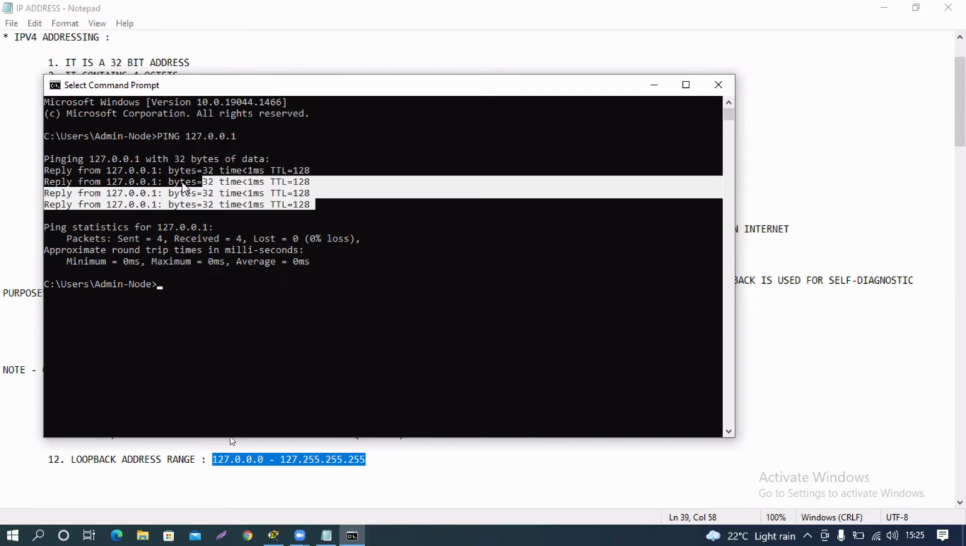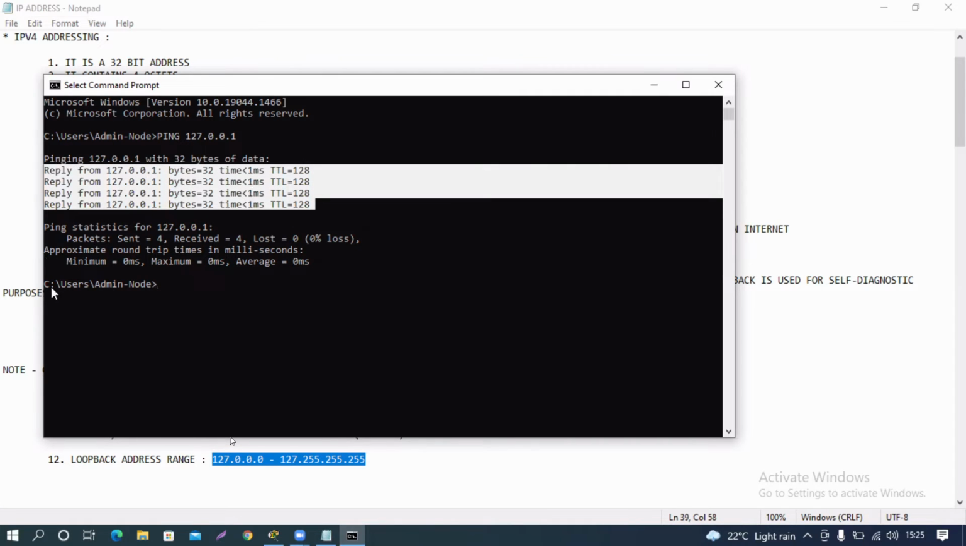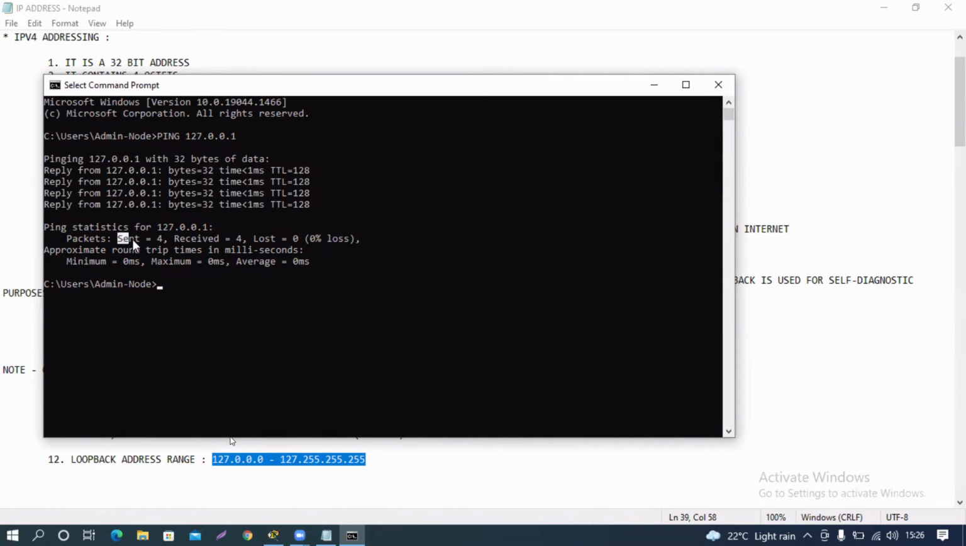Now all these 4 packets are reply packets. Can you see the reply? Yes, sir. How many packets have you received the reply for? Four. So when you are receiving a reply, it means your machine can receive information, right? On your NIC, network interface card, your machine is receiving information. And when you are sending, it means your machine is also sending the information via NIC.